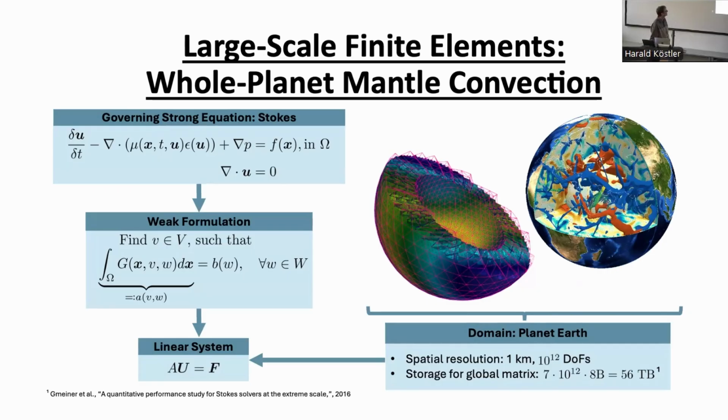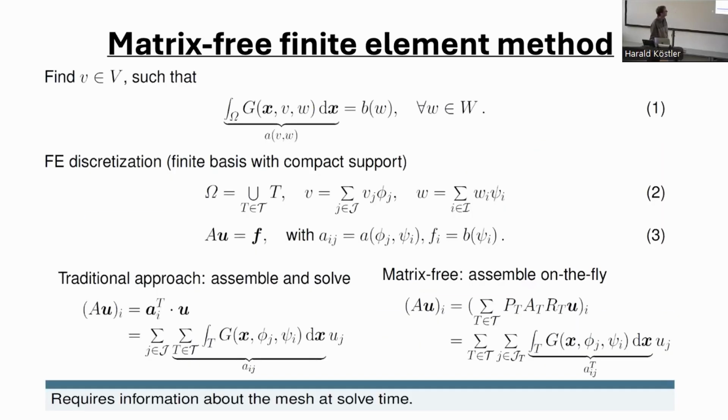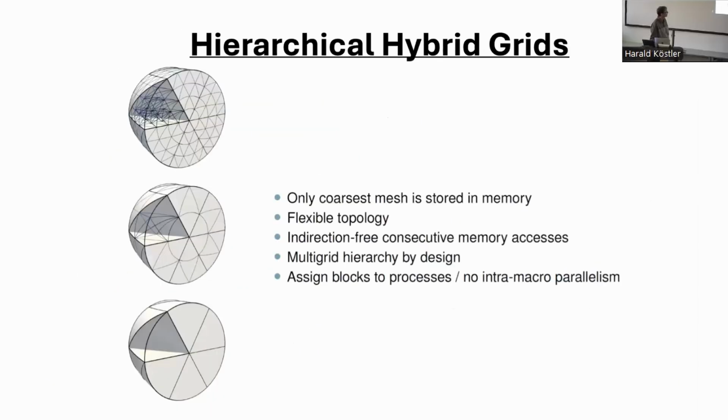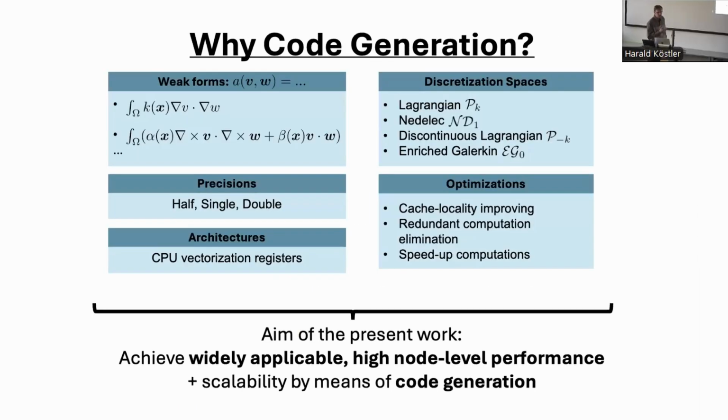So this is just again the problem setup. So basically, as mentioned, it's a finite element code, and especially I want to mention that it works matrix free. So we do not store the matrix. It works on these kind of special hierarchical hybrid grids, and it uses code generation.